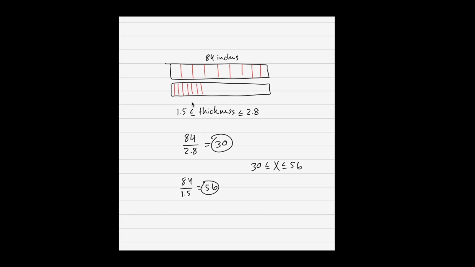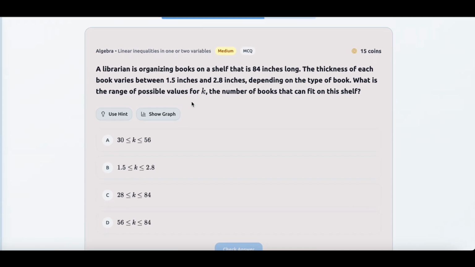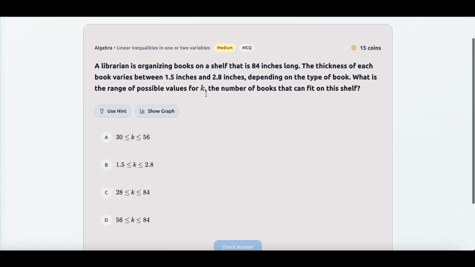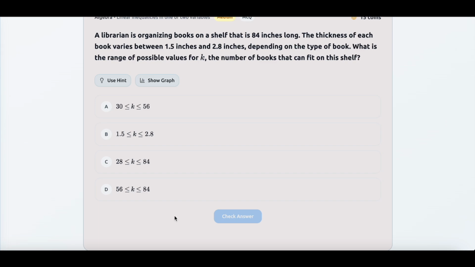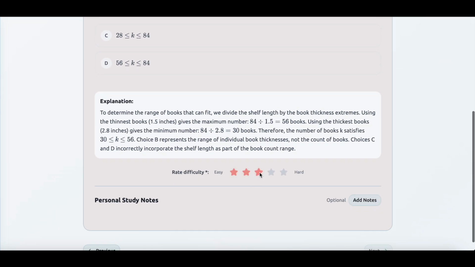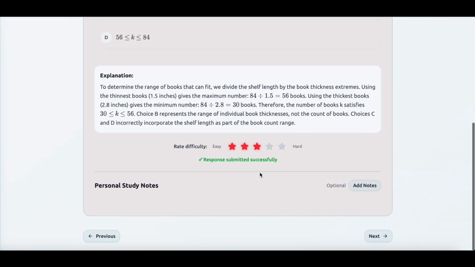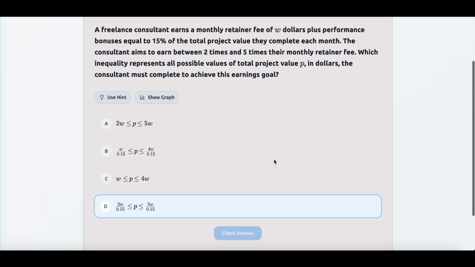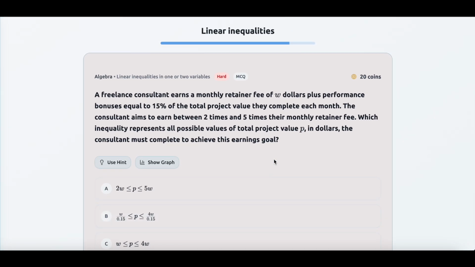So I can use that inequality to represent the situation. In this case, we're using K, so it would be K is between 30 and 56. That's going to be A. And there isn't really a way that you could solve this one using Desmos.